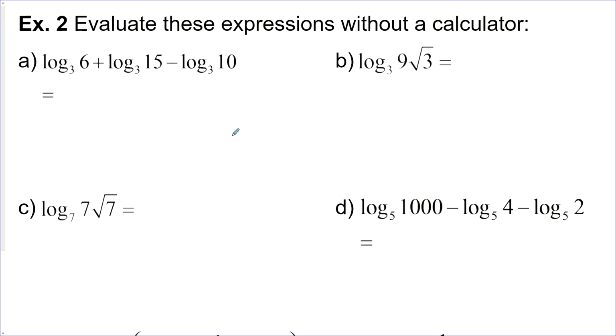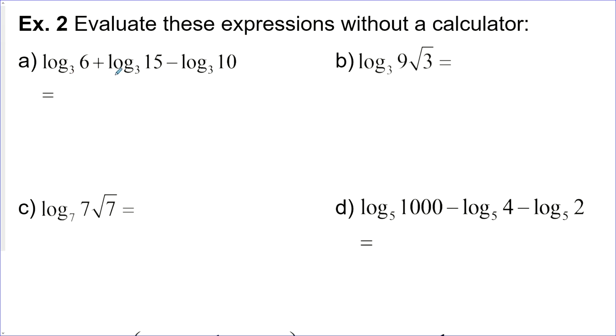We want to evaluate these expressions without a calculator, and if I just looked at the first one here and looked at the individual logs, it wouldn't be possible. So 3 to what exponent gives me 6? I don't know, 1 point something. But these are definitely not good numbers to work with. Let's consider the whole expression though and use our log laws and see what can happen.